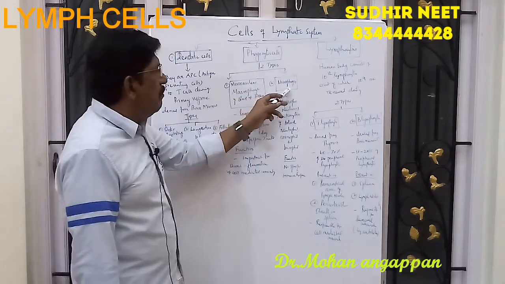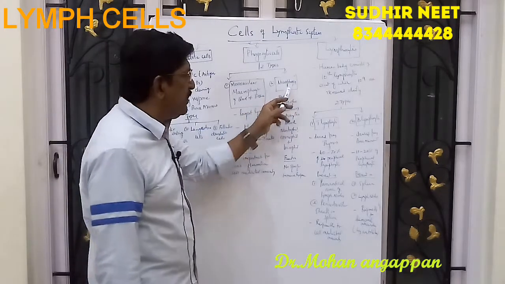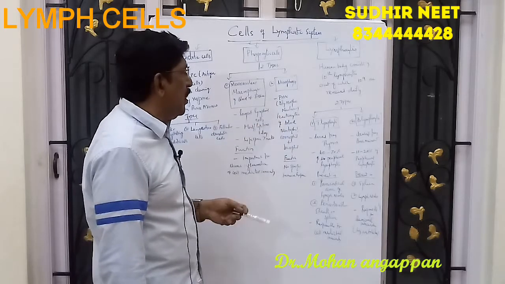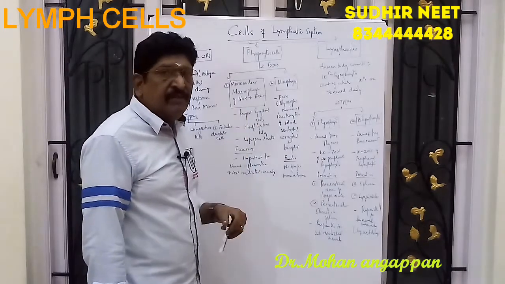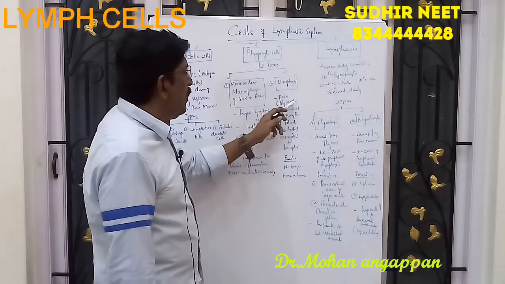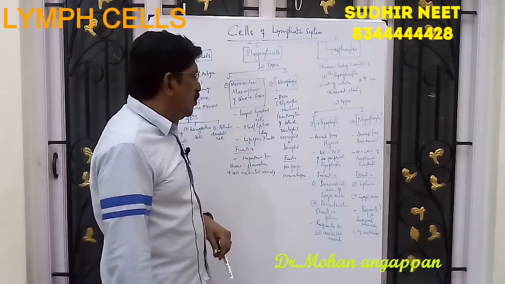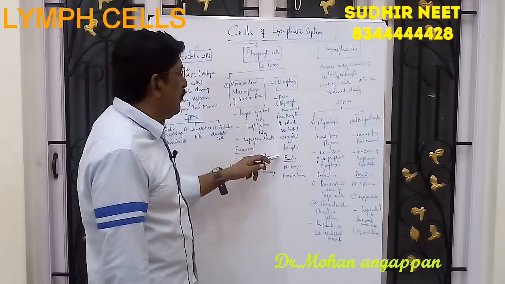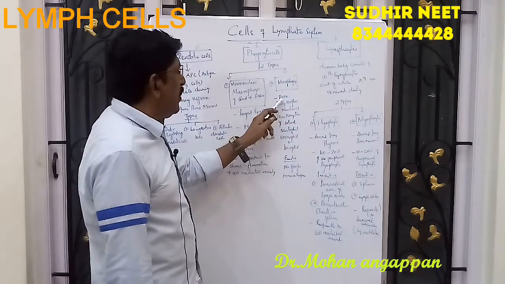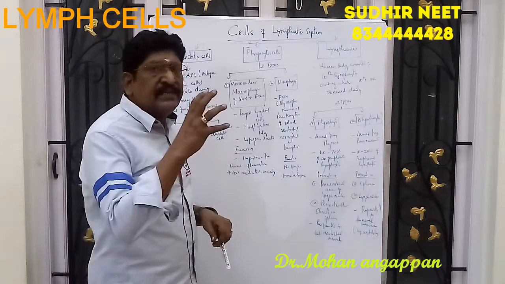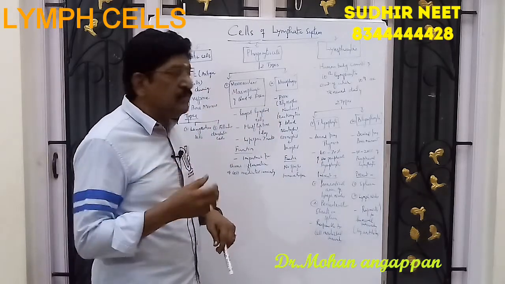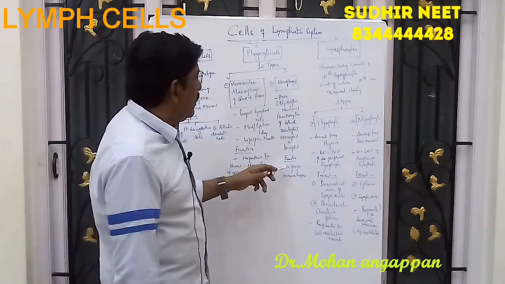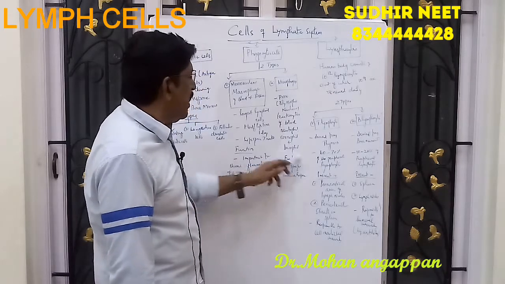Number two, microphages. They are PMN, polymorphonuclear leukocytes. We already saw this in the types of leukocytes. PMN, polymorphonuclear leukocytes of blood: neutrophils, eosinophils and basophils. What do you mean by PMN? The nucleus takes many forms, polyforms. So polymorphonuclear leukocytes. Function: there is no specific immune response.